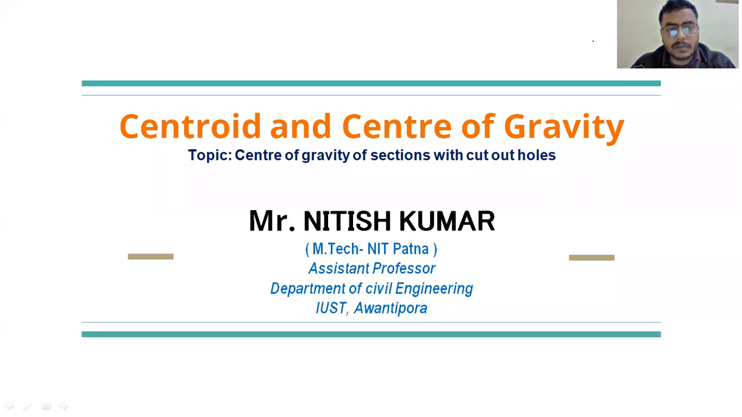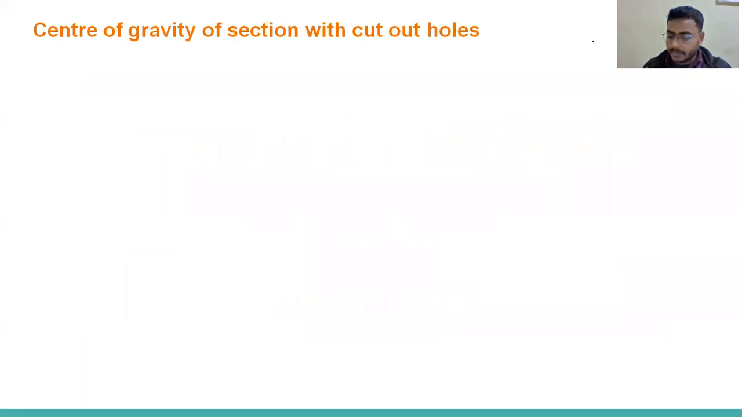In this lecture, I am going to discuss the center of gravity of a section with cutout holes. It means when you consider a section, we'll find some portion is missing. If some part is missing from a whole section, then how do you calculate the center of gravity for the remaining section? Okay. If you remember, in the first class I discussed how we got the formula to calculate the center of gravity for the composite section.